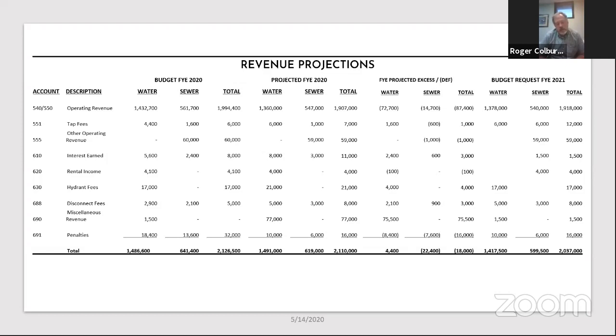So the reality of that is we don't get it. Those tap fees really only cover the cost of materials and stuff anyway. It's not a tremendous amount of money. It's right at $1,000 per tap. So I would suggest you could leave it there, and if we miss, we miss.